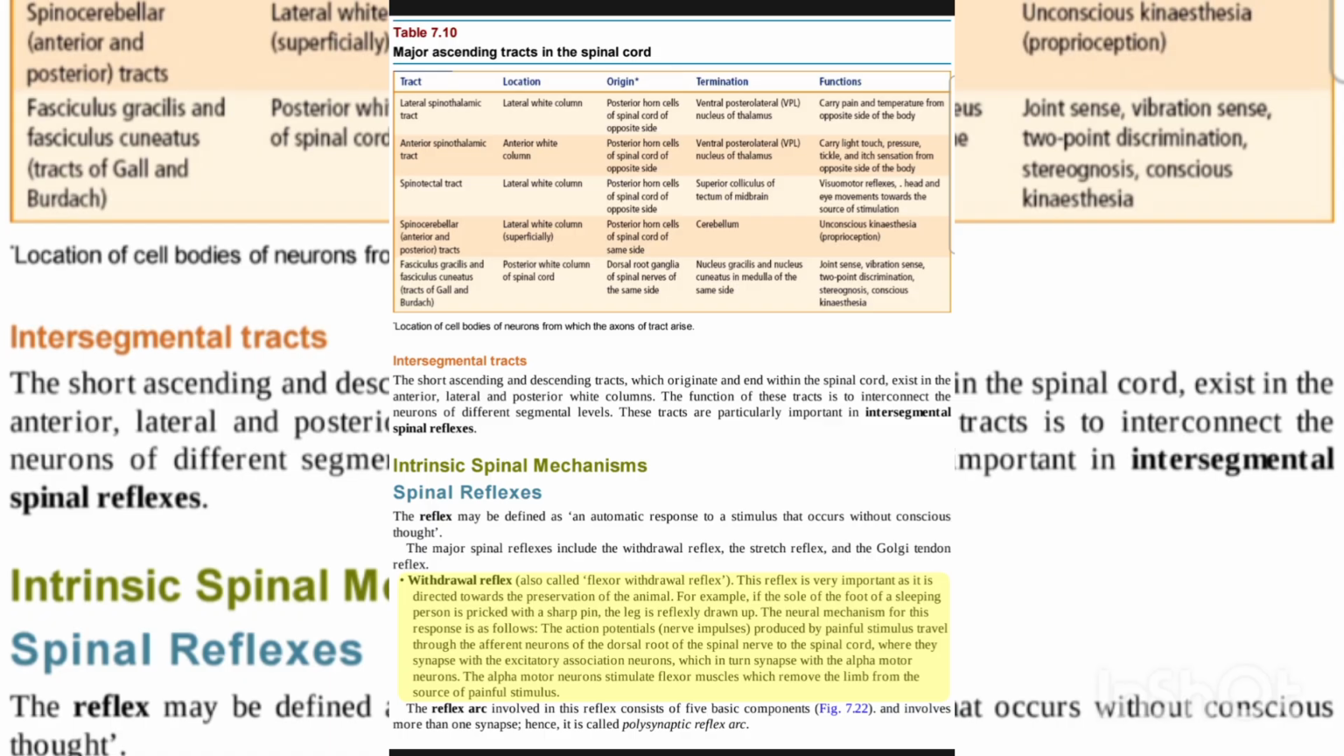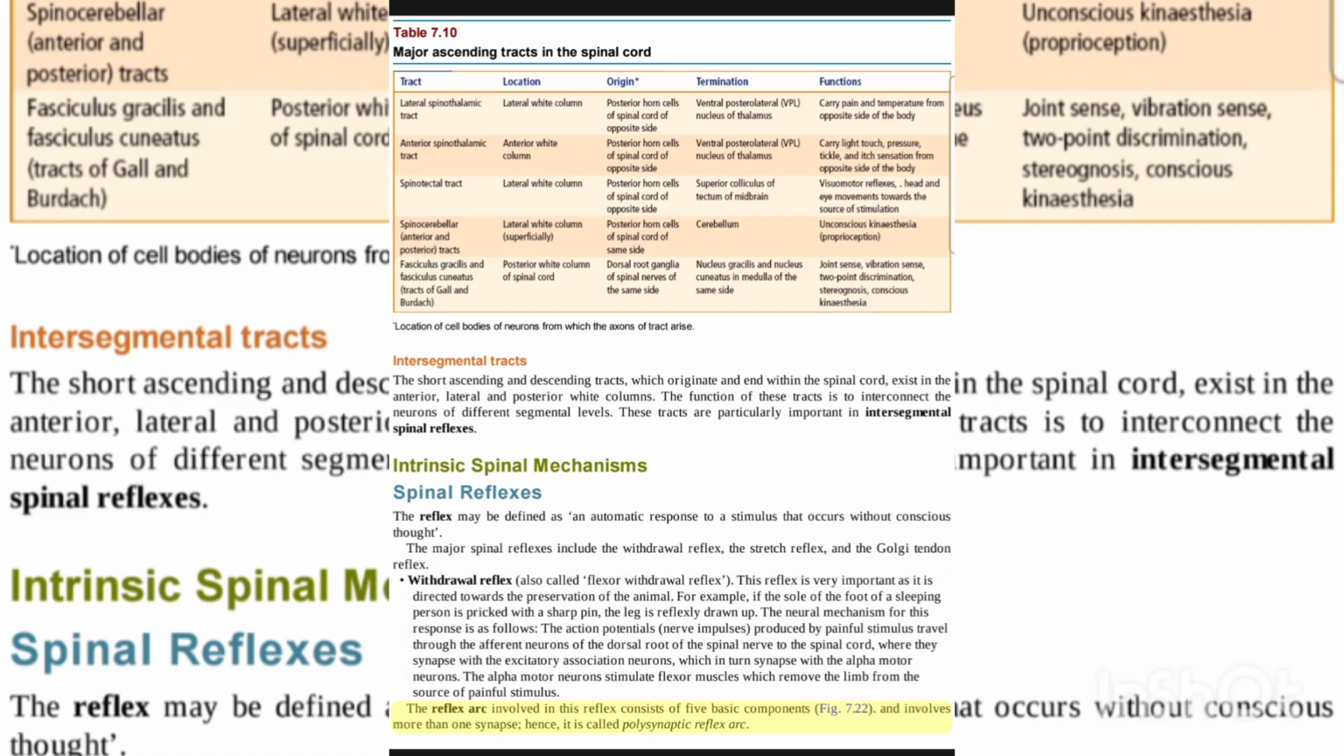For example, if the sole of the foot of a sleeping person is pricked with a sharp pin, the leg is reflexly drawn up. The neural mechanism for this response is as follows. The action potentials, nerve impulses, produced by the painful stimulus travel through the afferent neurons of the dorsal root of the spinal nerve to the spinal cord, where they synapse with the excitatory association neurons, which in turn synapse with the alpha motor neurons. The alpha motor neurons stimulate flexor muscles which remove the limb from the source of the painful stimulus.